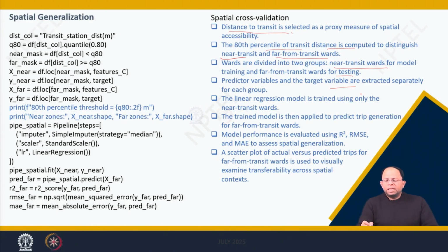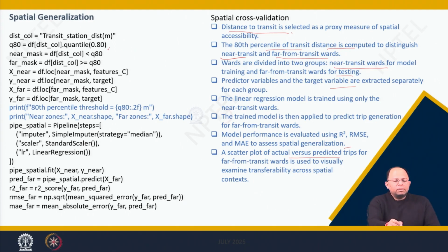So the linear regression model is trained using only near transit wards. The trained model is then applied to predict trip generation for far from transit wards. Model performance is evaluated using R-square, RMSE and MAE, to assess spatial generalization. And finally, we can also do a scatter plot to show actual versus predicted. So more or less everything remains the same.